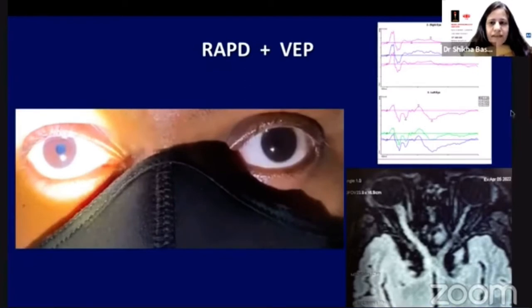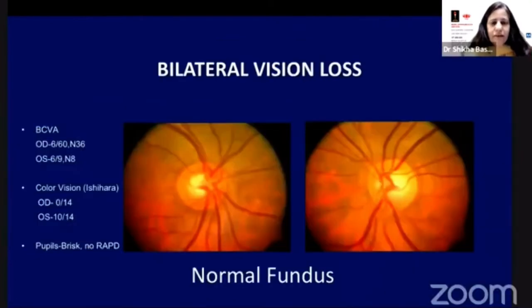I confirmed the diagnosis by doing a VEP. And the VEP is indeed showing delayed latency with reduced amplitude. I confirm by doing an MRI and it shows optic neuritis on the right side. Now, when the patient presents with bilateral vision loss with normal fundus, the vision loss could be equal. The affliction of the optic nerves could be equal on both the sides. So relative afferent pupillary defect may not be there.